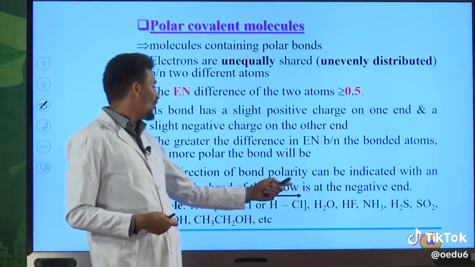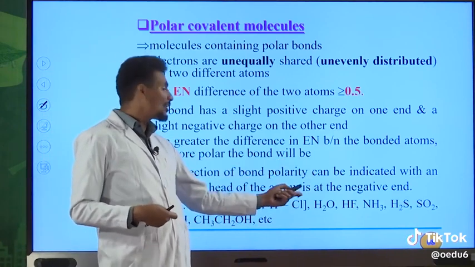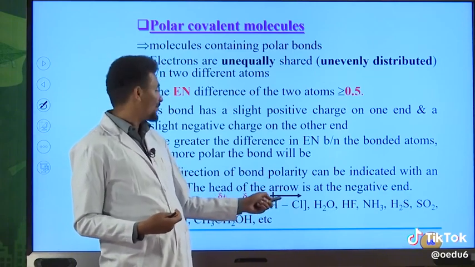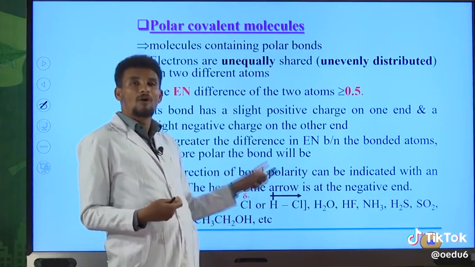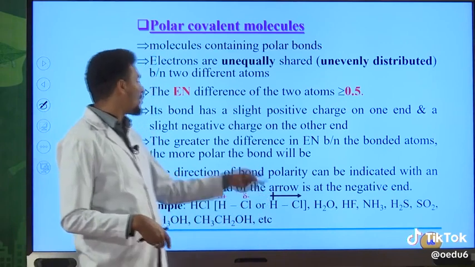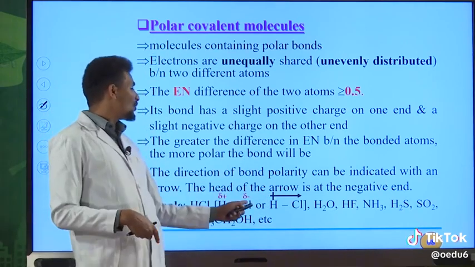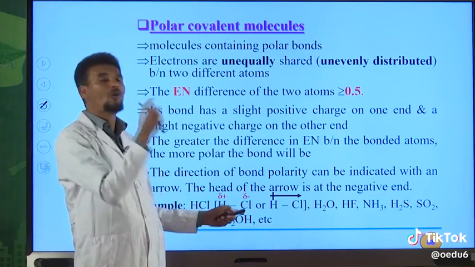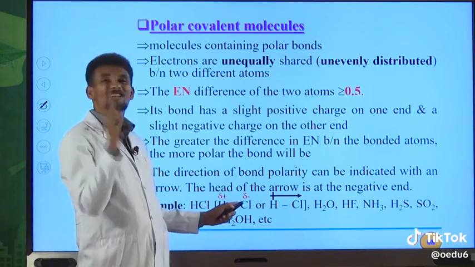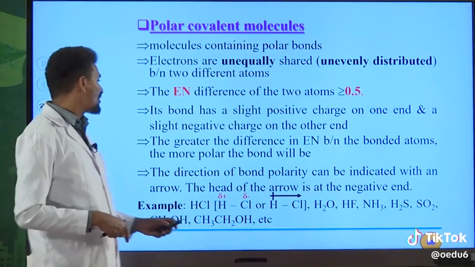So this arrow, the head of the arrow is towards this chlorine, but the tail of the arrow, with a small perpendicular line, is towards the less electronegative atom participating in the bond formation. Therefore, we can easily represent it by this arrow also. I already told you about this one. This one acquires partial negative charge because it is the more electronegative atom compared with hydrogen. This one has smaller electronegativity, therefore it acquires partial positive charge.